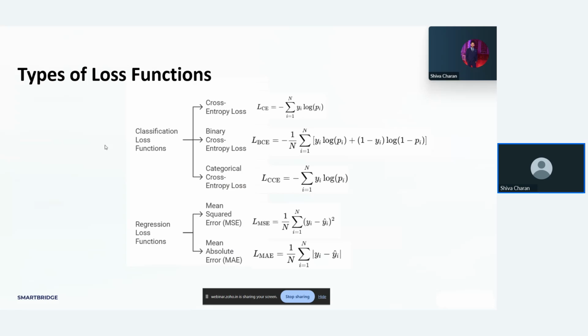Types of loss functions: classification loss, regression loss. In regression we use MAE, MSE. In classification we use cross entropy, binary cross entropy, categorical cross entropy. Just remember this and go through that cross and binary. Binary means 0 to 1, or 0 1, and just go through this cross, categorical cross, MSE, MAE.